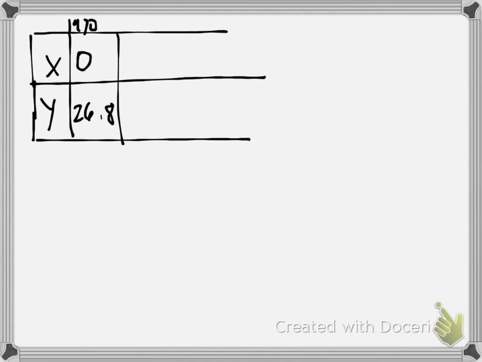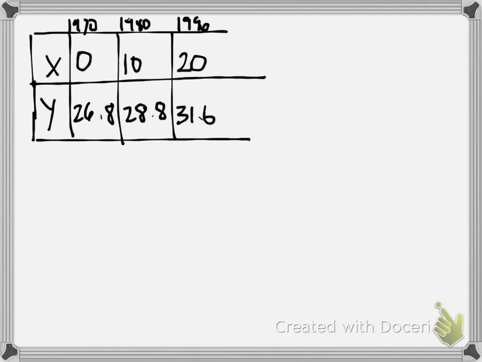And then how long from 1970 was it until 1980? 10 years. So that's where the 10 is going to go into that next spot to represent 10 years later. And there were 28.8 men. And then we had 1990, which was 20 years later, and that went with 31.6. 30 years later, which was 2000.